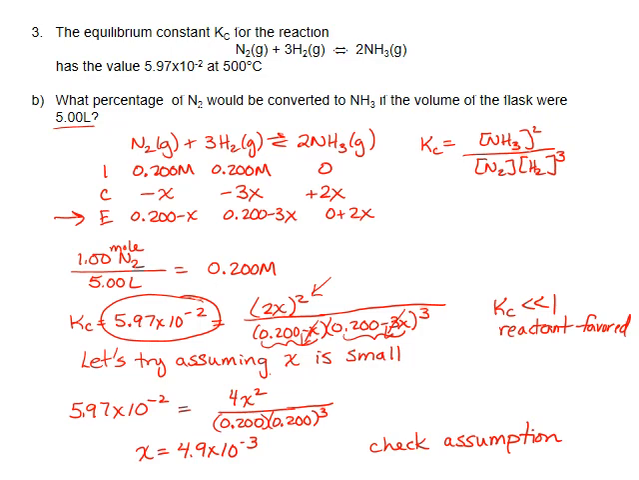I'm going to go ahead and switch to a clean slide to give it some more space. So right now we're working with the idea that x is 4.9 times 10 to the minus 3. And we had the expression previously that our Kc was 2x squared over 0.2 minus x and 0.2 minus 3x cubed.